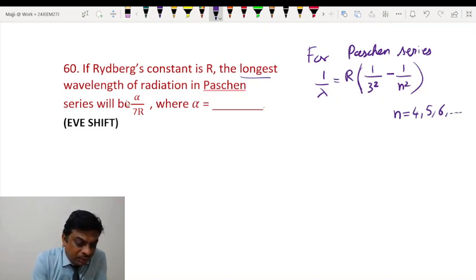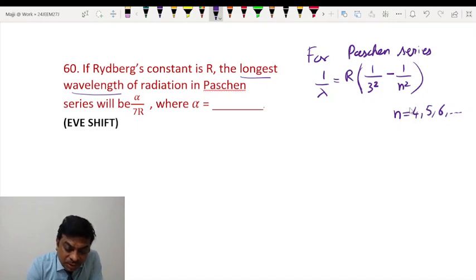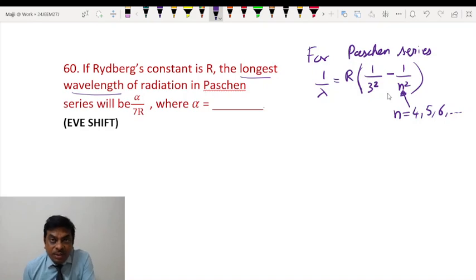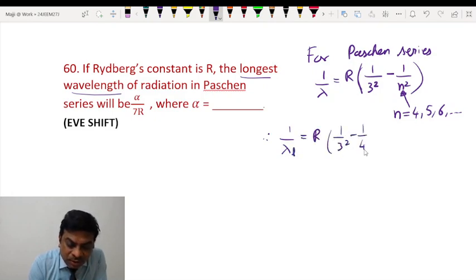So in order to have longest wavelength, the energy should be minimum, students. Longest wavelength would mean minimum energy, and minimum energy would mean the jumping of the electron from just the neighboring orbit. Neighboring orbit of 3 will be 4. So therefore the longest wavelength will be this: 1 by 3 square minus 1 by 4 square. So this is 1 by 9 minus 1 by 16.